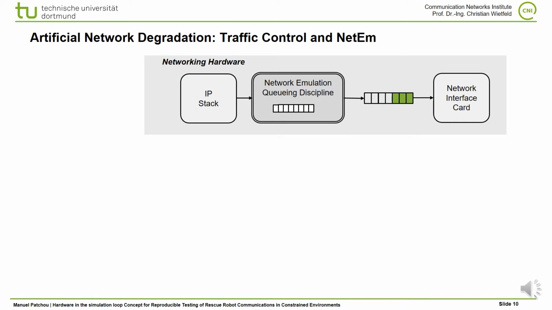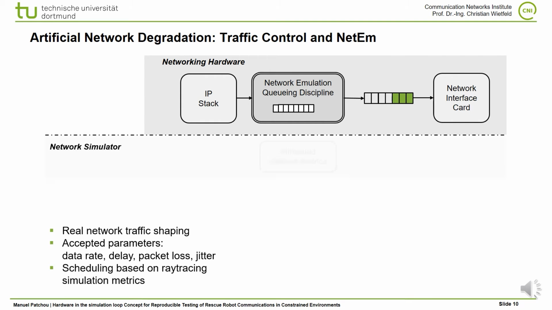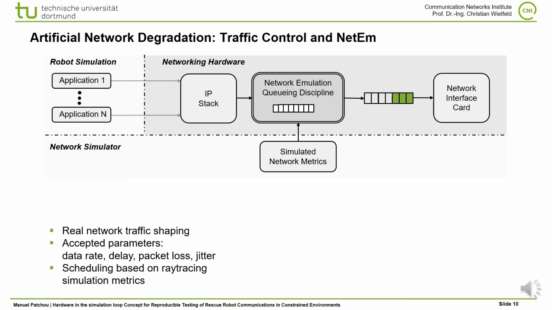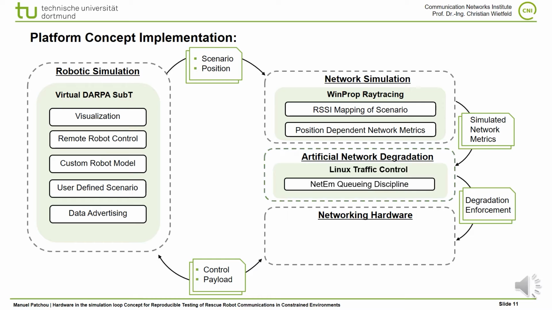For traffic shaping, we use NetEm. NetEm is a network emulator integrated into the Linux kernel. It influences the transmission of data packets based on policies defined by network metrics. The metrics produced by the network simulation are transformed into NetEm policies, which then control the transmission of data originating from the robot simulation. With the artificial network degradation being set, our implementation is now complete.